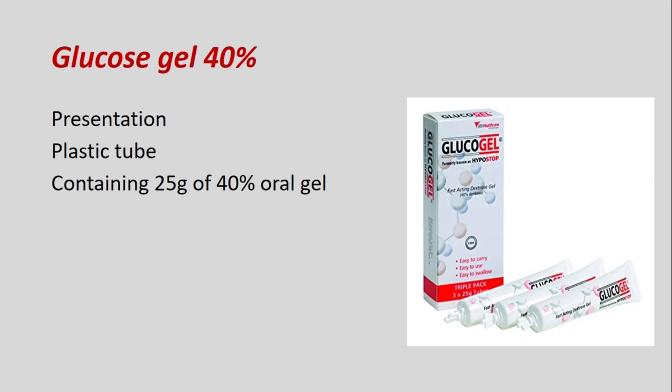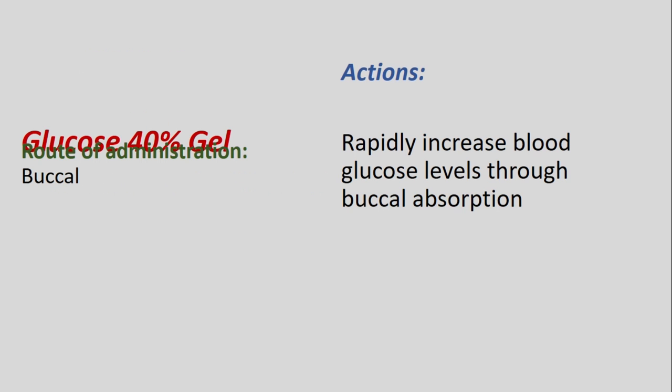Let's now turn our attention to the treatments for patients who are hypoglycemic. Glucose 40% is our first treatment. It presents as a plastic tube containing 25 grams of glucose 40%. Glucose gel is administered via the buccal cavity, that's the area between the cheek and the gum, to diffuse through the oral mucosa and enter directly into the bloodstream. The action of glucose gel is simple and is to rapidly increase circulating blood glucose levels.